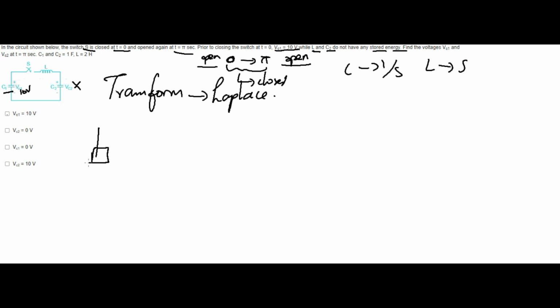Now, to do the transform you have to use the box. So for the capacitor, what's the capacitor value? C1 and C2 are given as 1 farad, right? So 1 means 1 by s, 2 means 2 by s, that's all.